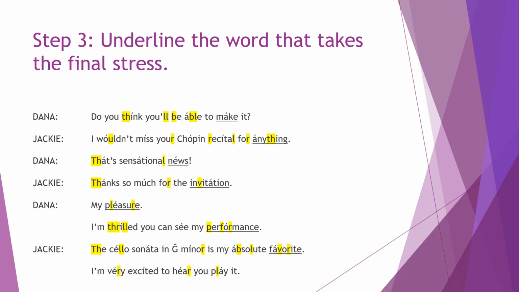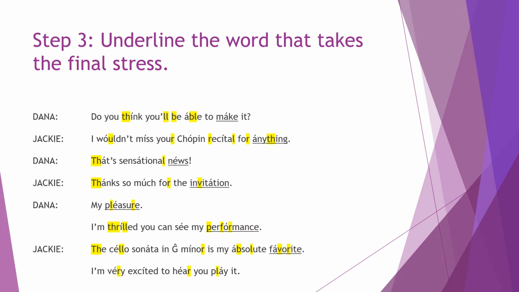Step 3, underline the word that takes the final stress, because that's where the tone of your voice will either rise and fall or rise and keep rising, depending on what kind of sentence you're saying. More about that when we look at intonation. For now, notice that the last stressed word is often, maybe even usually, the last word. For example, anything, news, invitation, pleasure, performance, and favorite.